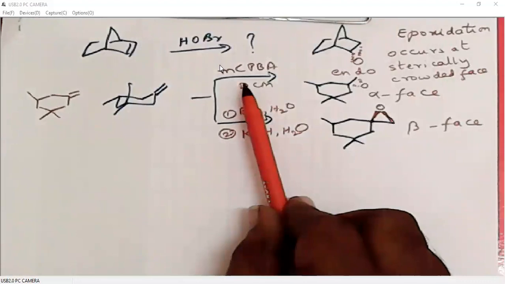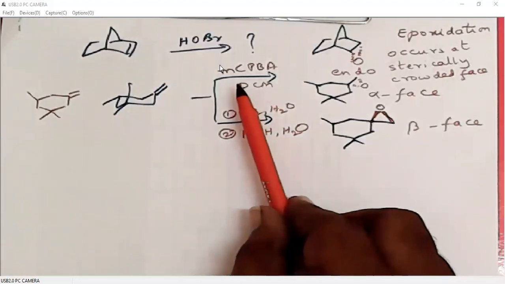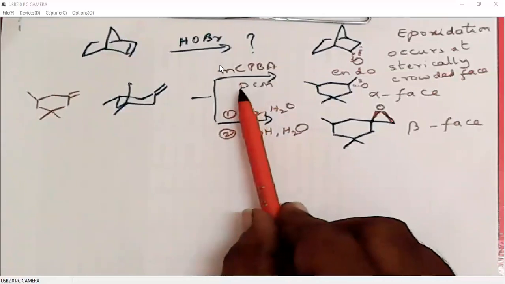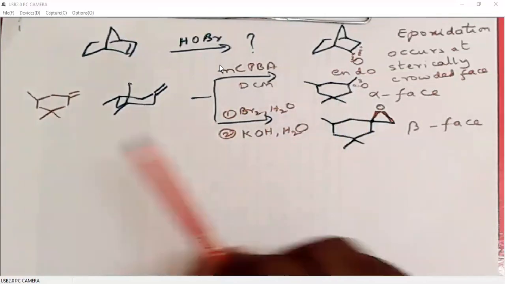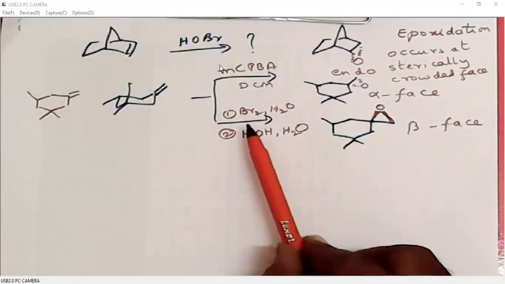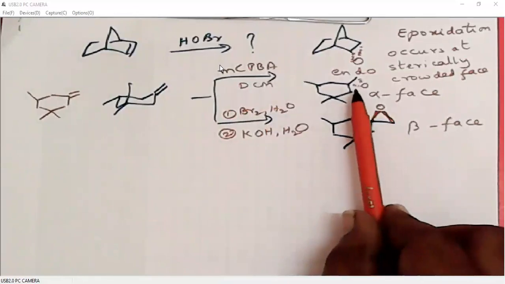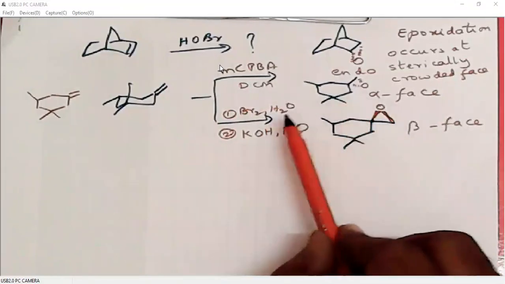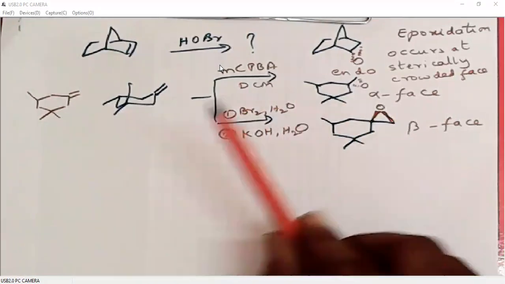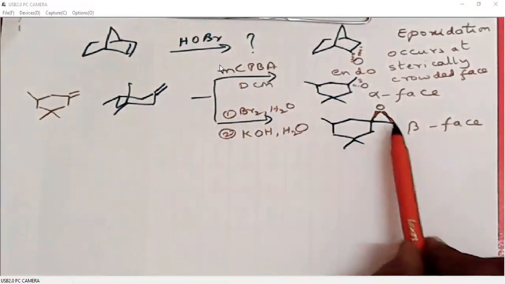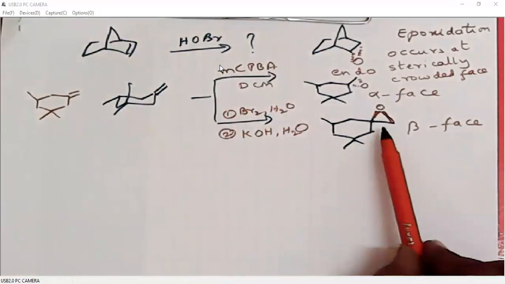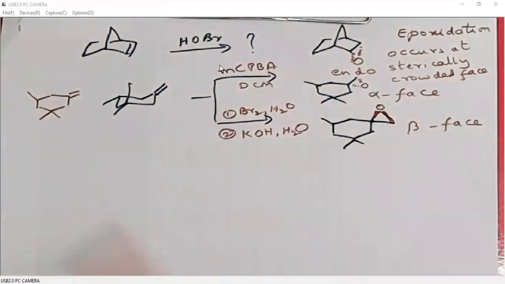mCPBA will approach the molecule from the less sterically crowded face. So epoxidation occurs at the less sterically crowded face. Whereas with hypohalous acids, halonium ion formation takes place on the less sterically crowded face. Water will add to the halonium ion from the more hindered face. So epoxidation with hypohalous acids will occur at the more hindered face. So that is the stereochemical difference between direct epoxidation and epoxidation with hypohalous acids.